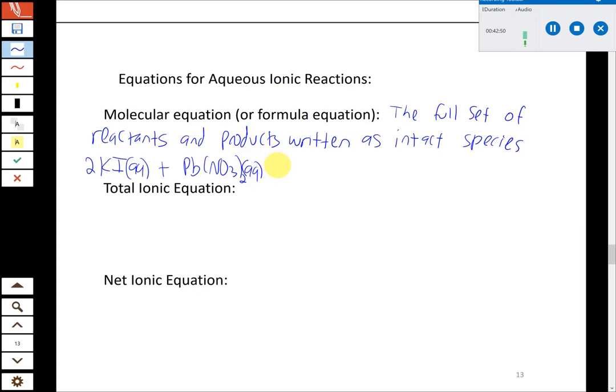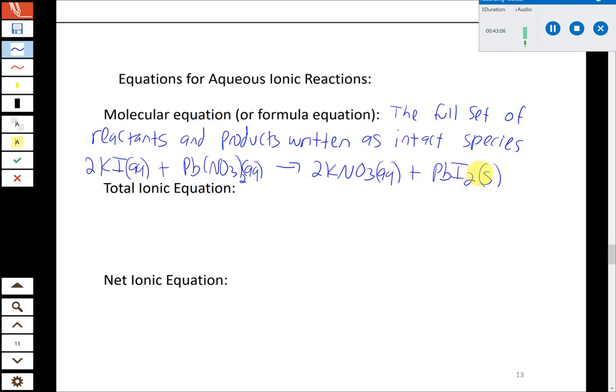So there it is. And then we get 2KNO3, which we said is soluble based on our solubility rules, so that's going to stay aqueous. And then we get lead iodide, PbI2, which is insoluble, so it gets a little s next to it, indicating that that's the precipitate.